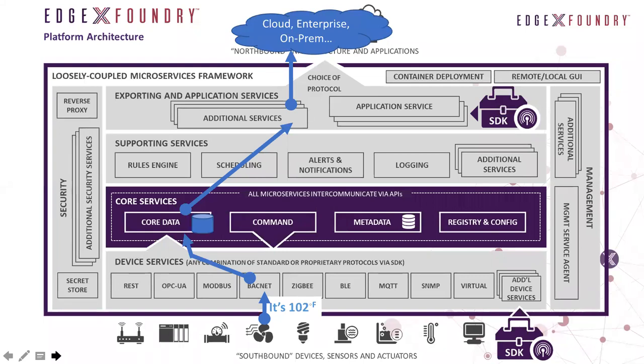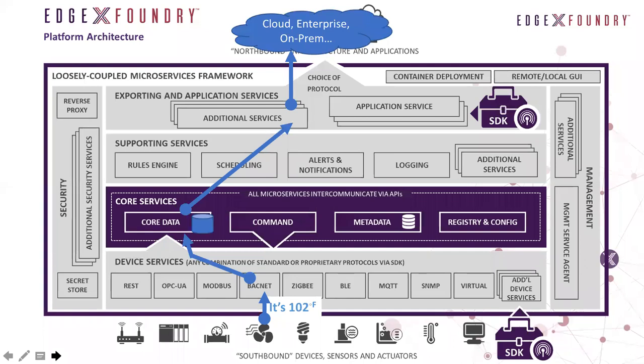Once the data has been made available to our core services, it's then pushed up into what we call our application and exporting services. This is where the data is prepared for those IT systems, be it your enterprise, your cloud, your on-prem system. What we do is we take the data, we transform it into whatever format you need. We may compress it, we may encrypt it, depending on what you need, and we prepare it for whatever that endpoint is where you need the data to go.